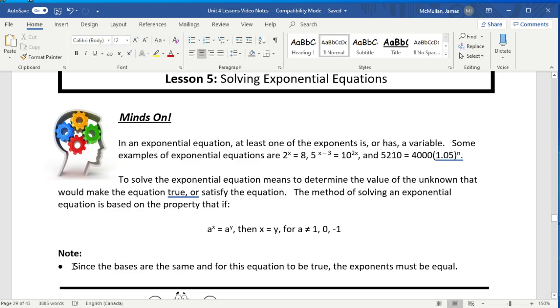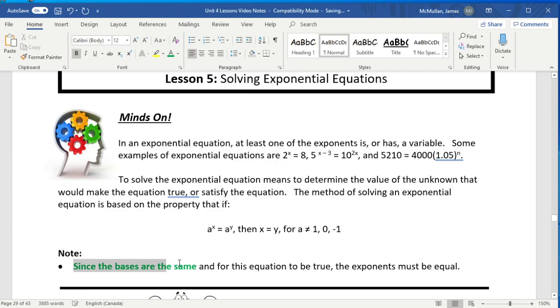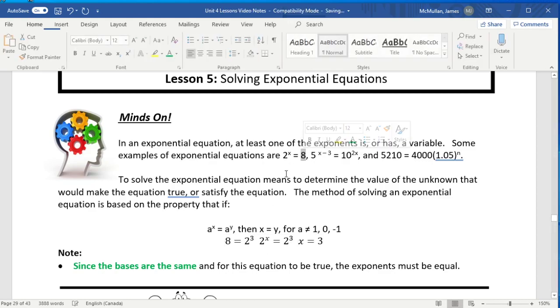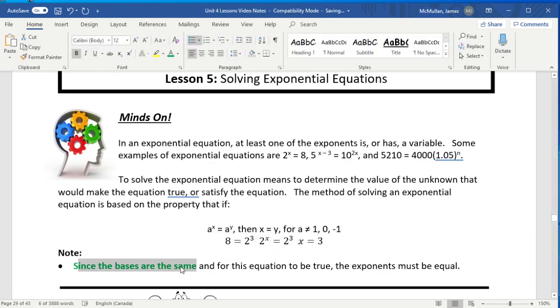The goal of a lot of our work in this lesson is to make the bases the same. That is what you are trying to do. So when you look at this one here, 2 to the power of x equals 8, that would be very easy to solve if we remembered that 8 is 2 to the power of 3, and therefore 2 to the power of x equals 2 to the power of 3, and therefore x equals 3. So you see, I change the 8 into a power of 2, and then I can see that the two exponents are the same. If the bases are the same, the exponents must be equal.